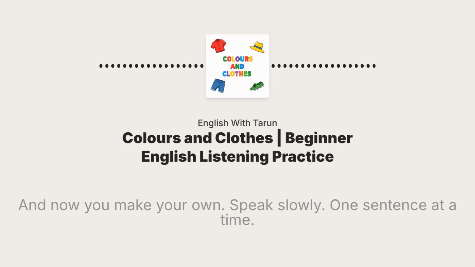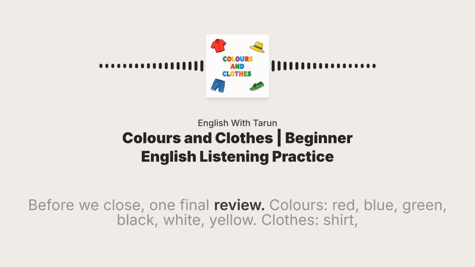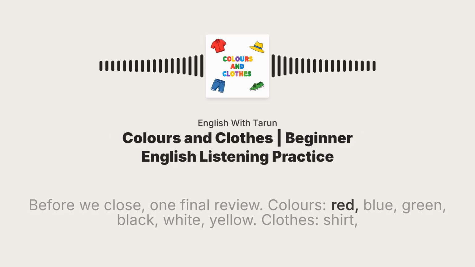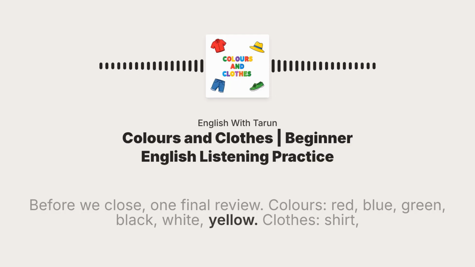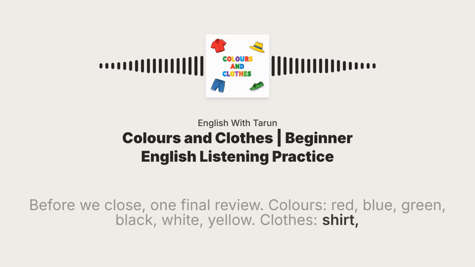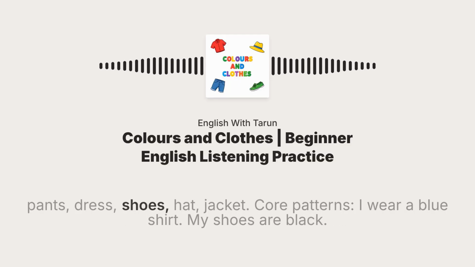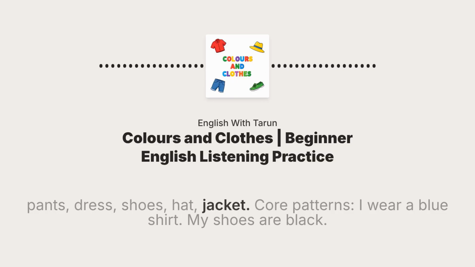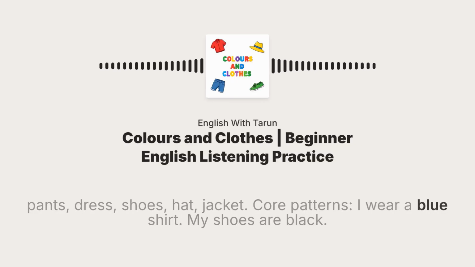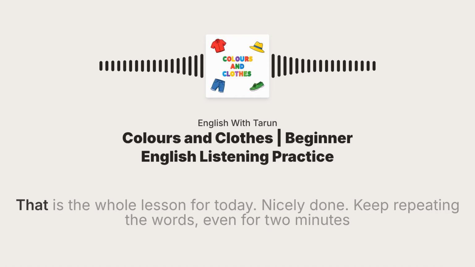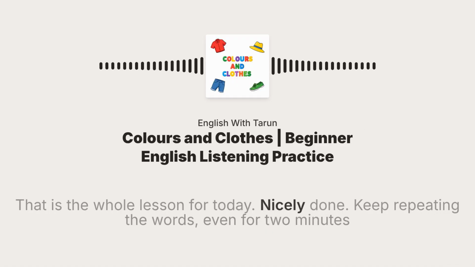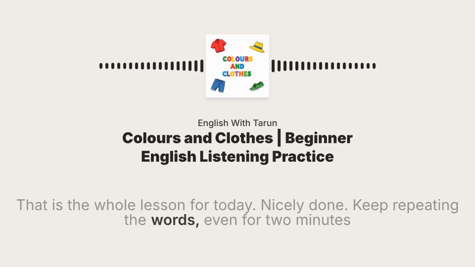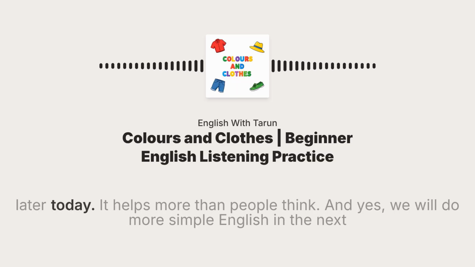Before we close, one final review. Colors: red, blue, green, black, white, yellow. Clothes: shirt, pants, dress, shoes, hat, jacket. Core patterns: I wear a blue shirt. My shoes are black. That is the whole lesson for today. Nicely done. Keep repeating the words, even for 2 minutes later today. It helps more than people think.